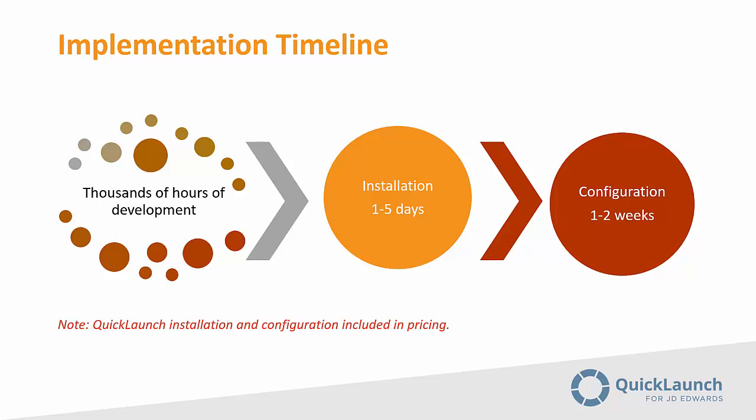As far as implementation timeline, Preferred Strategies has spent tens of thousands of hours building out this content with QuickLaunch for JD Edwards. And we package this content by JD Edwards module, and regardless of which product you're going with, it takes anywhere from 1 to 5 days to get everything installed, and then 1 to 2 weeks to get fully configured. When we say 1 to 5 days, if you're going with, let's say, a Microsoft Power Pivot solution for a few modules, within a day you might be up and running.